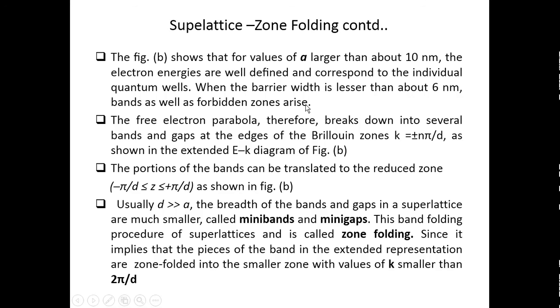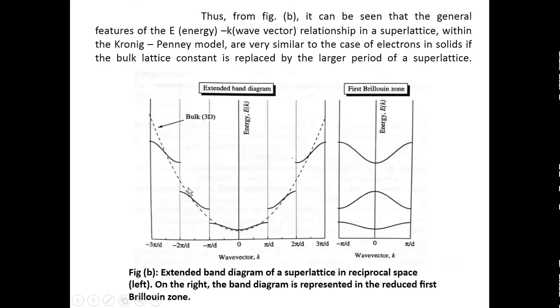Or in other words, the parabolic potential well will be broken down into several bands and gaps at the edges of the Brillouin zones, where the Brillouin zones are represented as k equal to plus or minus n pi by d, as shown in the extended zone diagram we have seen here. This is the extended zone diagram with each Brillouin zone. The first Brillouin zone is represented here, the second here, the third like that. Okay. So here, the first Brillouin zone, this is the zone diagram.